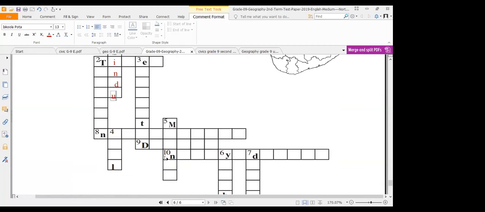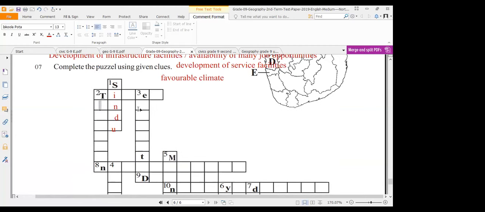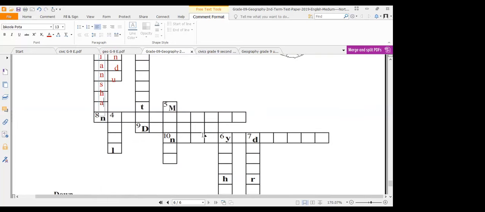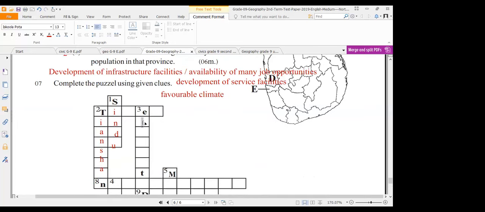Number 2 down. Tian Shan. Tian Shan, yes, correct. Next one, number 3 down: the highest mountain peak in the world. Everest. Everest, yes.